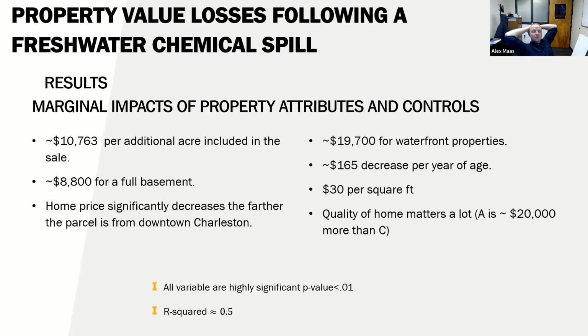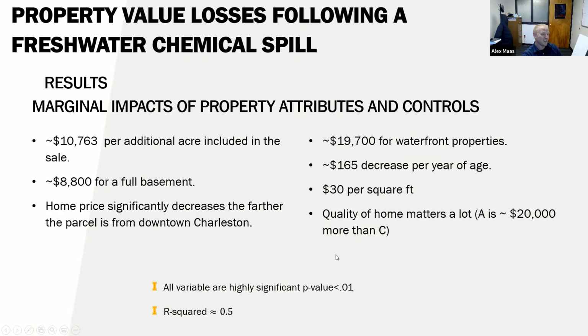A house that had a full basement is about $9,000 more. Waterfront properties get a $20,000 bump. Now, 20,000 doesn't sound like that much, but actually this area is a pretty industrial river, so I'm not sure there should be a premium at all for waterfront properties. And then generally, the older homes are less valuable, so on and so forth.